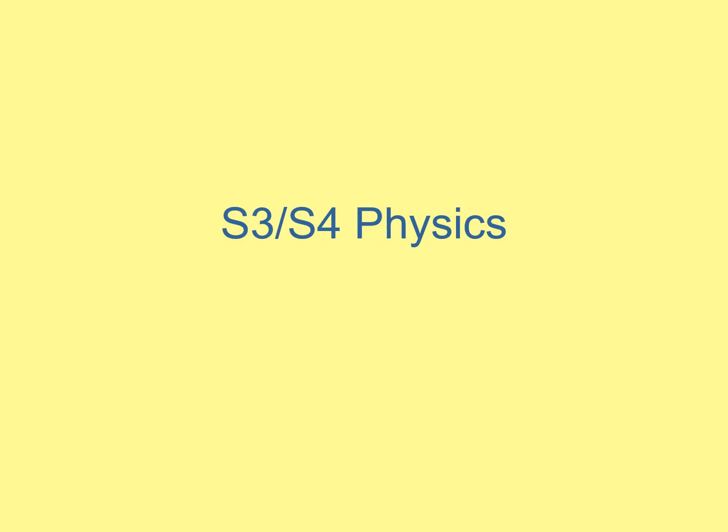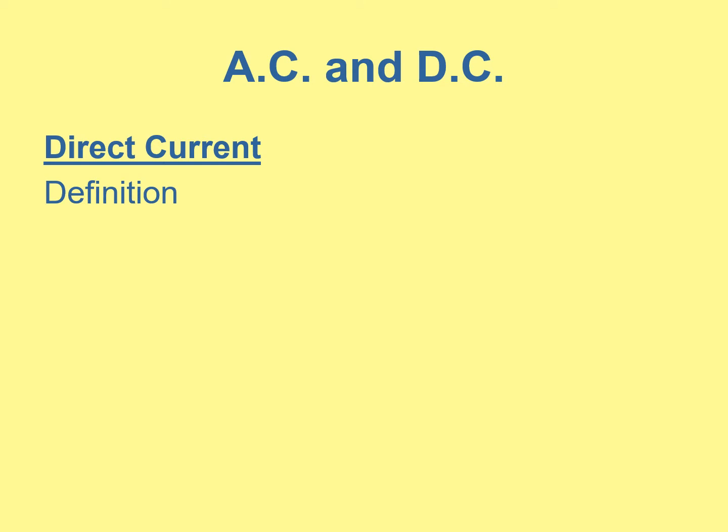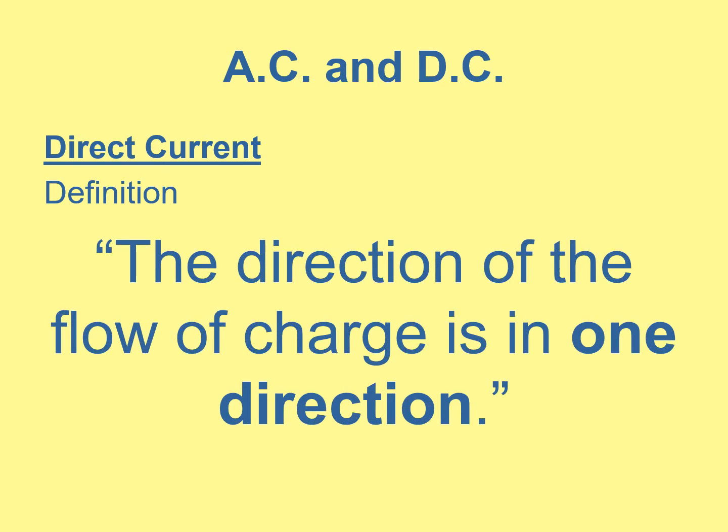S3, S4 Physics, AC and DC. AC and DC. DC is direct current. Its definition is the direction of flow of charge is in one direction only.